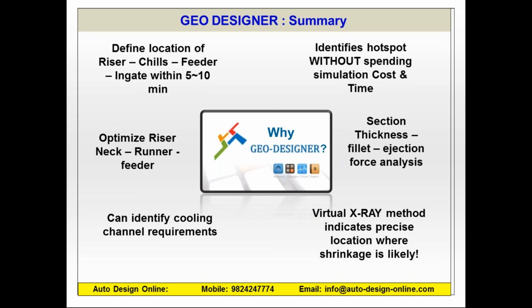So in summary, what we can say is that this is ideally for identifying the location of chill, feeder or in-gates within 5 to 10 minutes, like we have seen practically. We can optimize the riser neck size, runner location or feeder location, or even the size of that. We can identify the cooling channel requirement in case of permanent mold casting. We can identify the hotspot without spending any simulation cost and time. So this is saving time and cost even for the simulation.